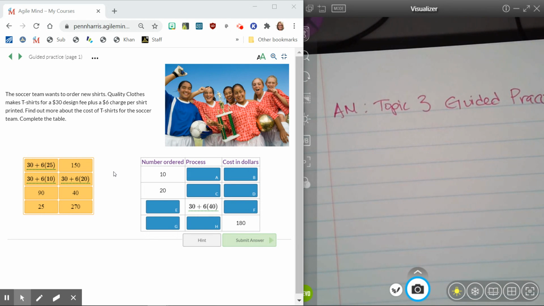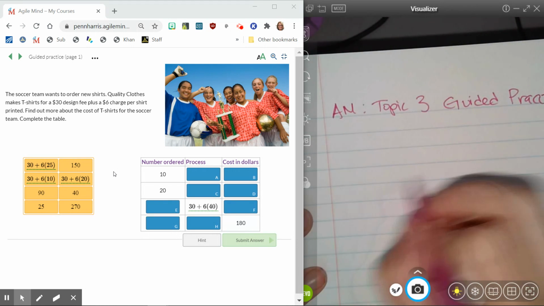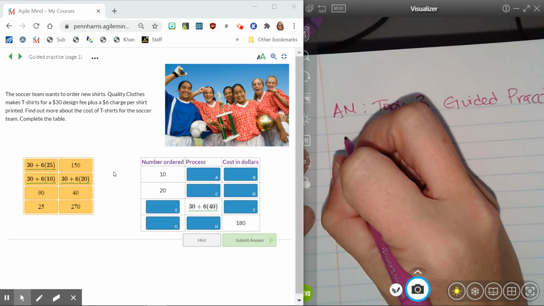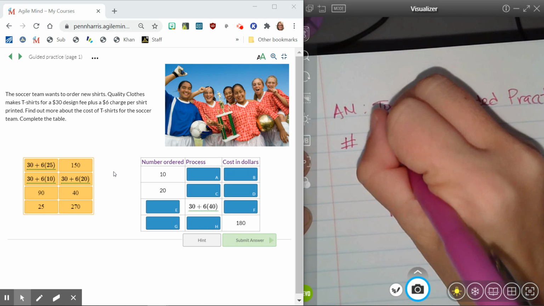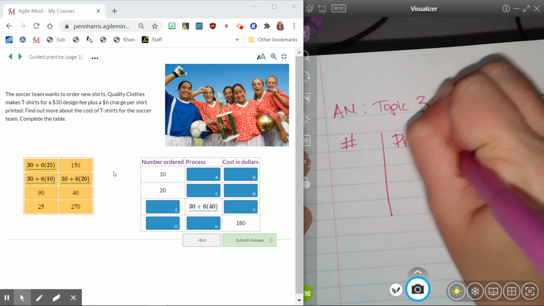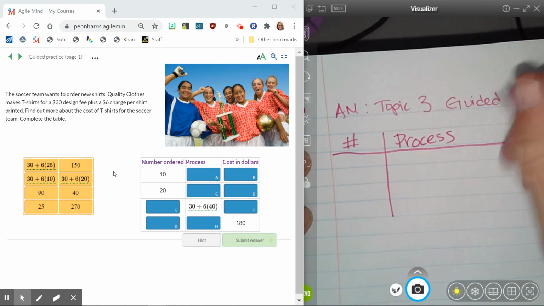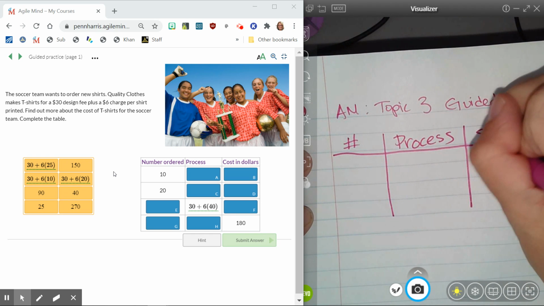We have a soccer team that wants to order new shirts. Quality Clothes makes t-shirts for a $30 design fee plus a $6 charge per shirt. Now, to find out more about the cost of t-shirts for the soccer team, they want us to complete the table. Okay, so they give us this table here that we've got the number ordered, the process they want us to go through, and then our total cost.